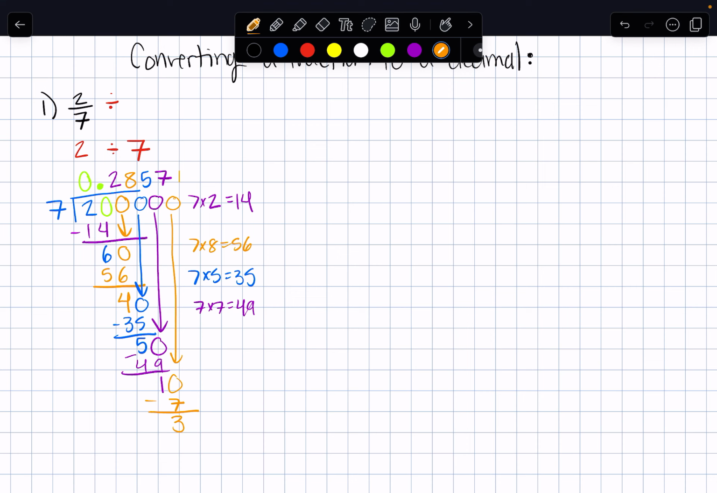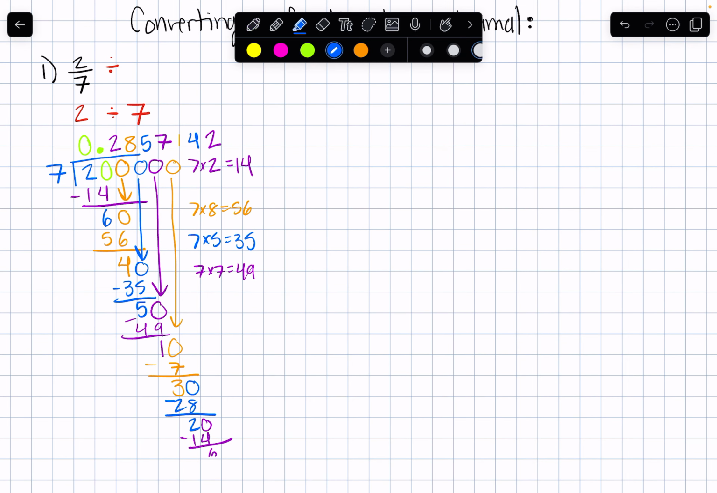Okay, so once again, we're going to bring down the next 0. So 7 goes into 30 4 times, which is 28. So we're going to get a 2 here. We're going to bring down our next 0. I'm trying to remember the pattern here. Okay, so our 0. Well, 7 goes into 20 twice. So now we're going to take away 14, and we're going to get 6 again.